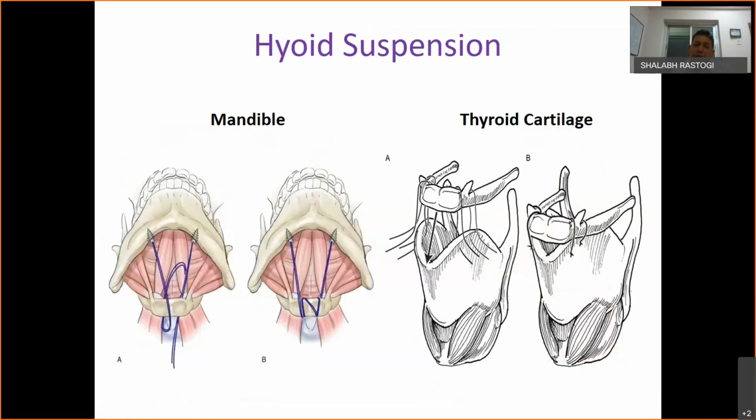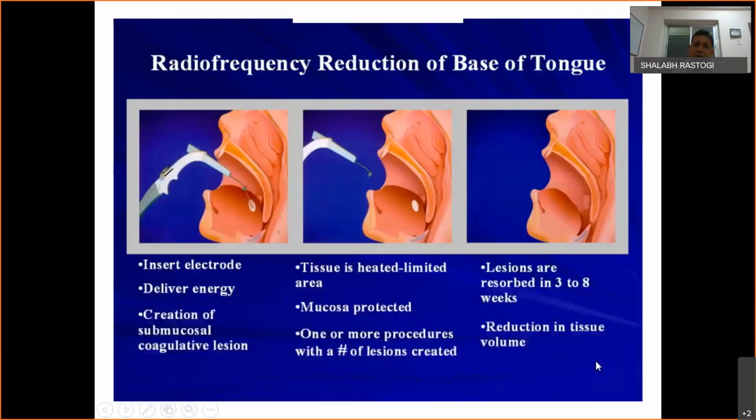Now, tongue fall can also be reduced if we fix the hyoid either to the mandible with a suture, or we can bring it down and stitch it with the thyroid cartilage. Bringing it down opens up the airway, and it will not fall. Now, for radiofrequency reduction of the tongue base, we create multiple lesions in the base of the tongue by radiofrequency, and once it gets fibrous, the tongue base reduces in size.